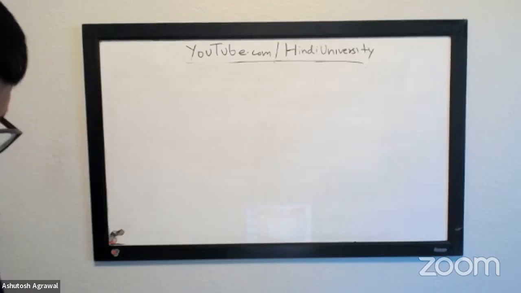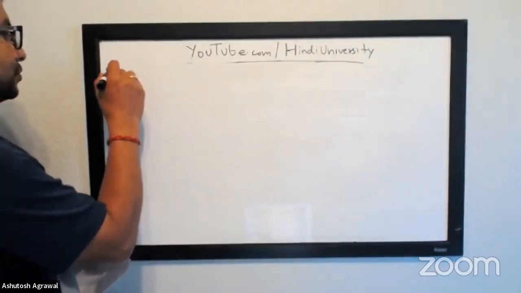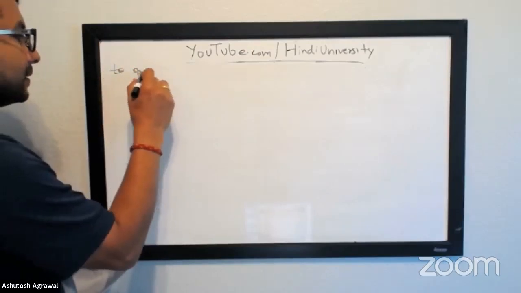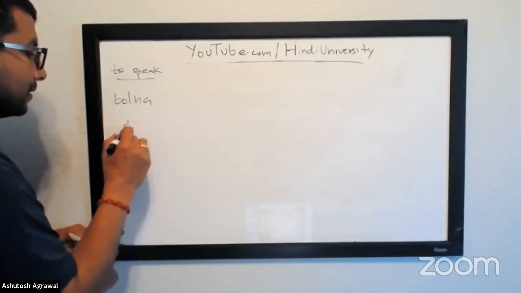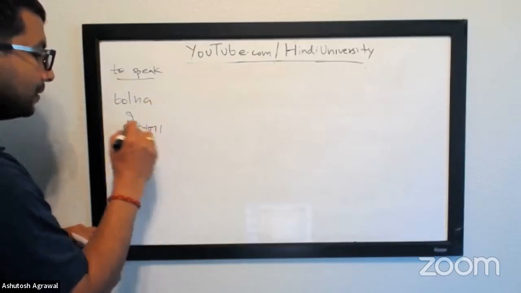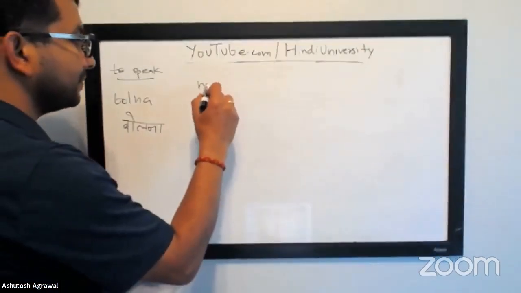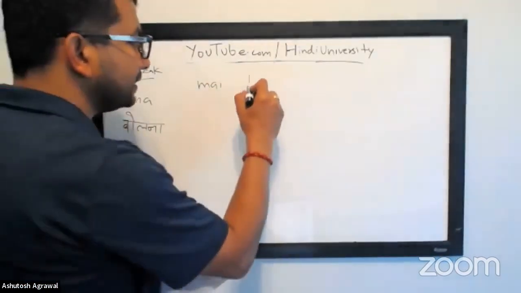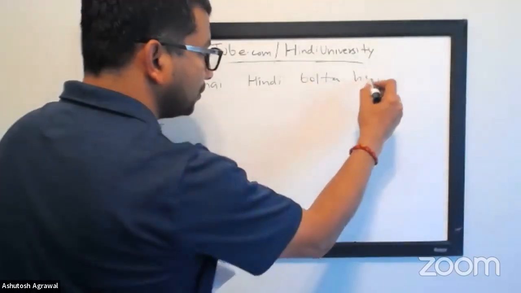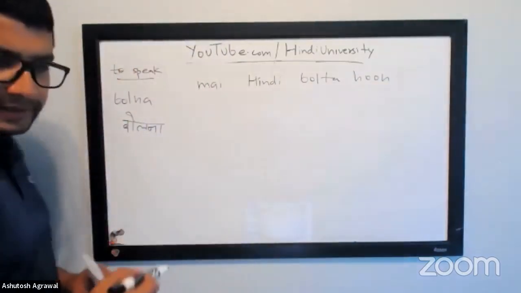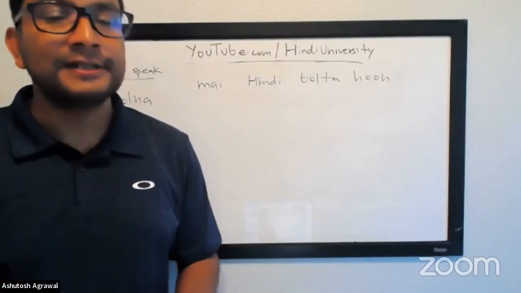So let's say the verb here is, let's say, to speak. Okay, the verb here is now बोलना. So one is मैं, I speak Hindi, right? So मैं हिंदी बोलता हूँ और बोलती हूँ, right? Simple sentence. Now you want to show regularity in present tense.